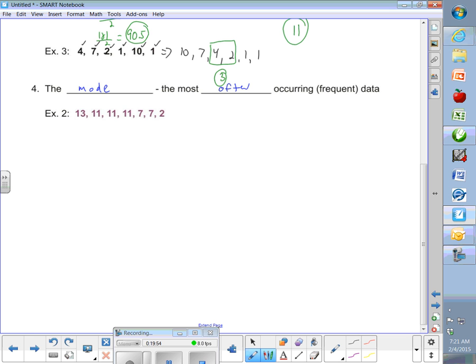It's usually easy to see. We have three 11s. The mode would be 11. We have three 11s, two 7s, a 13 and a 2. 11 occurs most often, most frequently, and therefore the mode is 11.